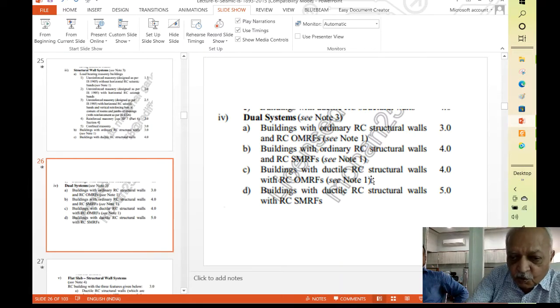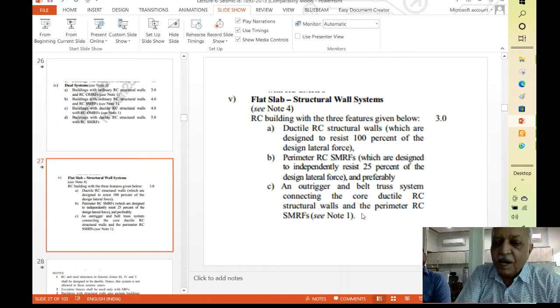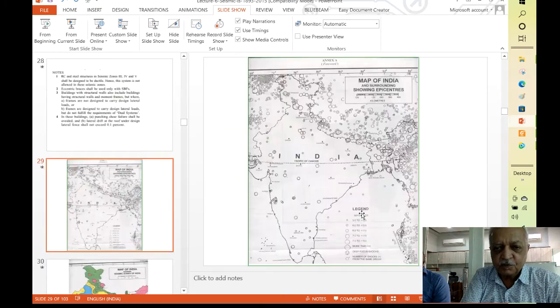For that you have to do the detailing, that is, you have to provide enough energy absorption capacity so that it will undergo large rotations at the joints, it will not get totally damaged over there. So that is your value of R. And for flat slab structures, of course, they have given a response reduction factor of 3 and so forth. There are some important notes for that, which we will see when we actually take the building.